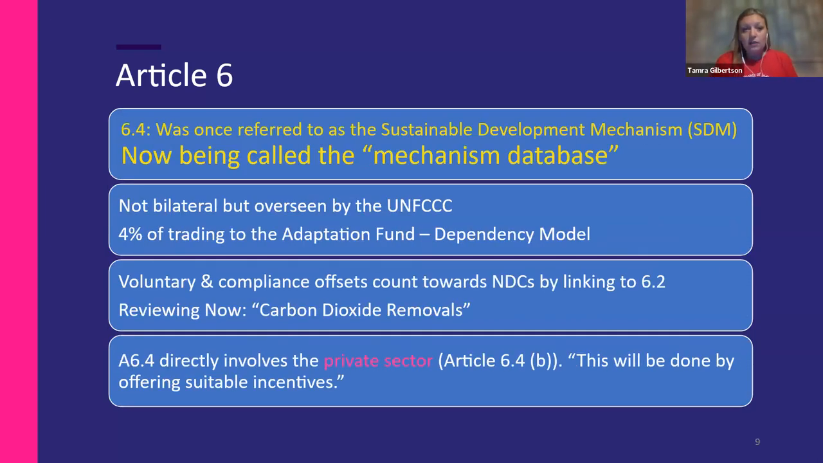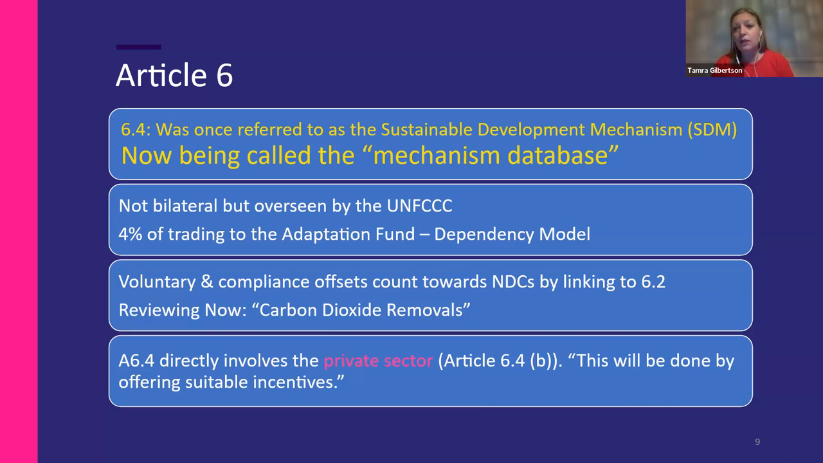In 6.4, Article 6, Paragraph 4 of the Paris Agreement, this was once referred to as a sustainable development mechanism that will take the place of the clean development mechanism, which is still true, but it's now being called more the mechanisms database. In Bonn, we heard a lot about this. Many of us sat in on the pre-meetings of the supervisory body. But just briefly, what is Article 6.4? So again, this will be the grand type of emissions offsets or carbon credit system that will take the place of the Clean Development Mechanism.